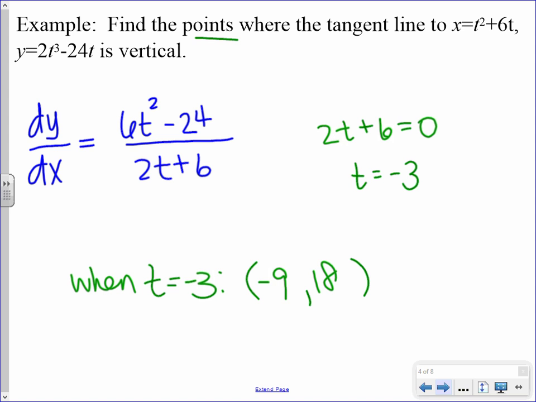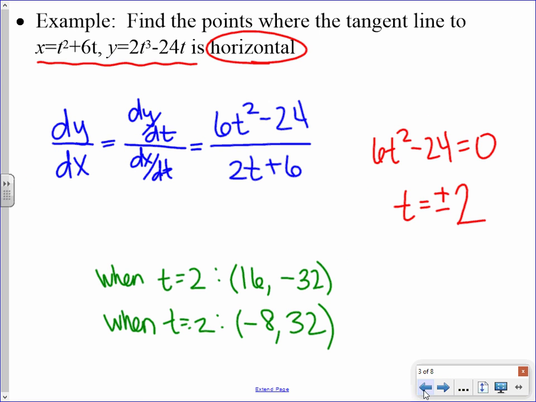Now, luckily, these did not overlap. But what you will need to make sure is that if you find a point of horizontal tangency, that does not also make the other derivative 0. So we found here where dy/dt equals 0. If 2 made dx/dt 0, it would not be a point of horizontal tangency because our curve would not be smooth. Okay? Because if both of them are 0, we're not smooth.